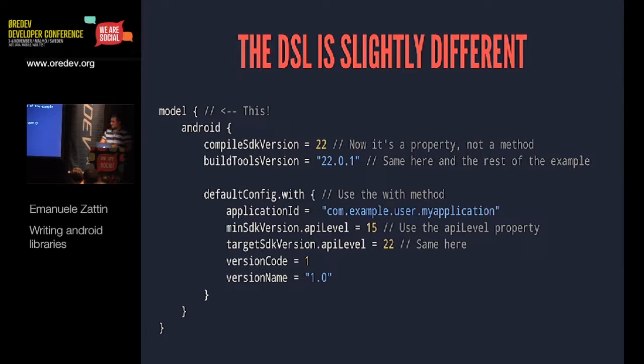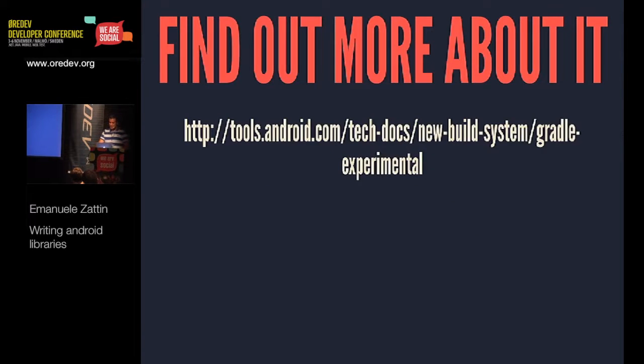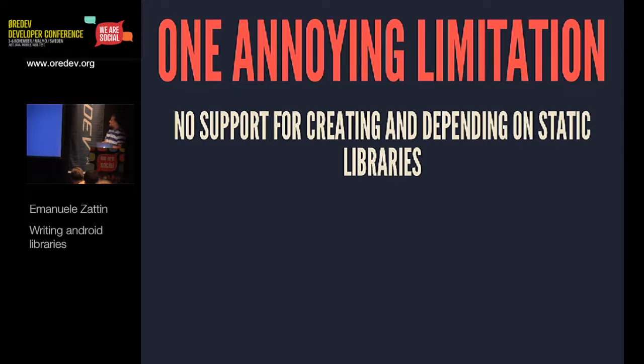But there are a bunch of rules, but it's not too difficult to convert the Gradle file to use the new syntax. But yeah, this is the address to find out all the information, because, I mean, there's still a version 0.2.0, so probably they will change something. I don't want this talk to be updated just tomorrow. So take a look there, there's more information, and it seems to be working pretty good. But there's an annoying limitation. There's no support for creating or depending on static libraries, which is what we need, actually.